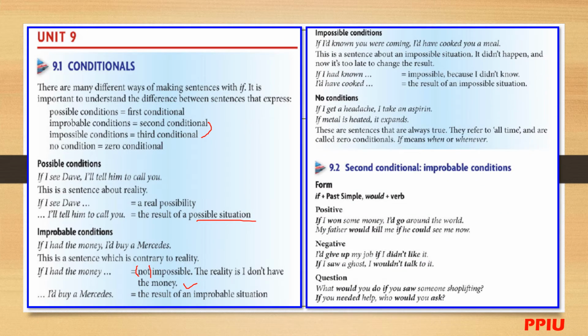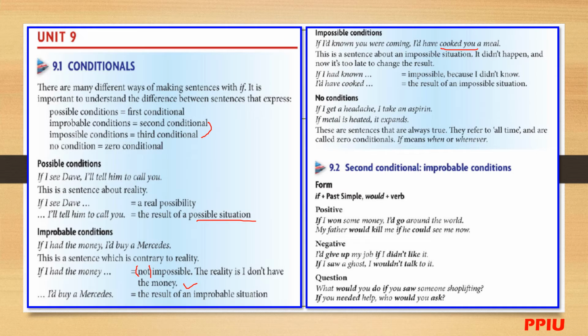Okay, let's move to the other part about impossible condition. If I'd known you were coming, I'd have cooked you a meal. But in reality I didn't know, right? I'd have cooked you a meal, no food now, right? So this is a sentence about an impossible situation. It didn't happen and now it's too late to change the result.